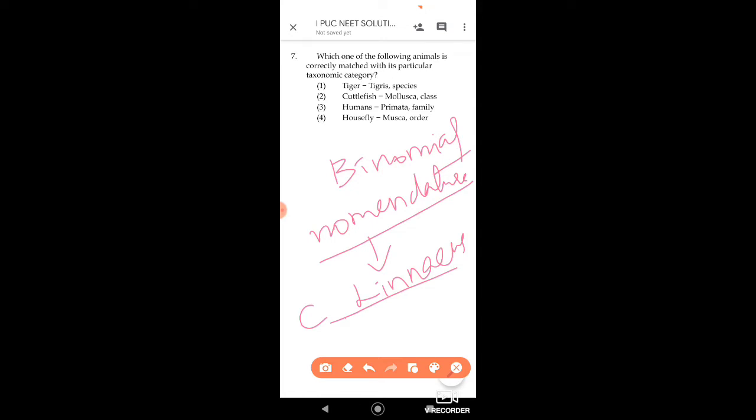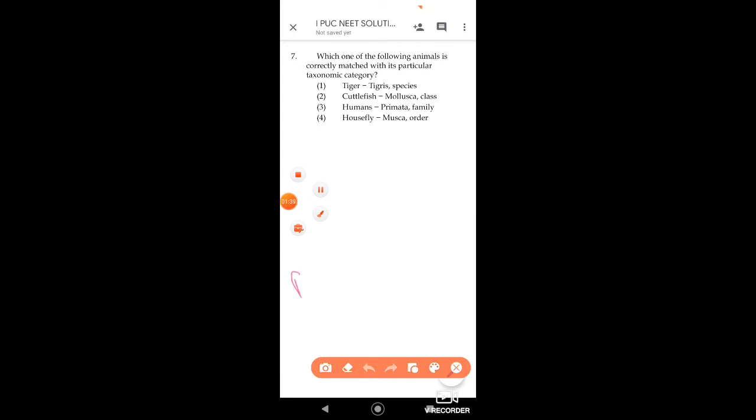The students, here bi represents two names. The first is the generic name, all right, and the second name is the species name, that we call the specific name. So dear students, in that case, the scientific name or the zoological name of the tiger is Panthera tigris. This is the zoological name of tiger.